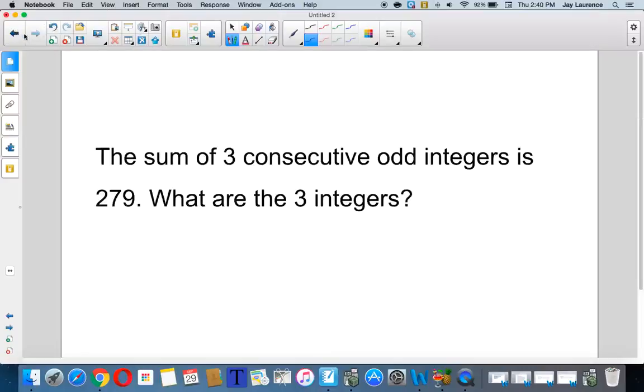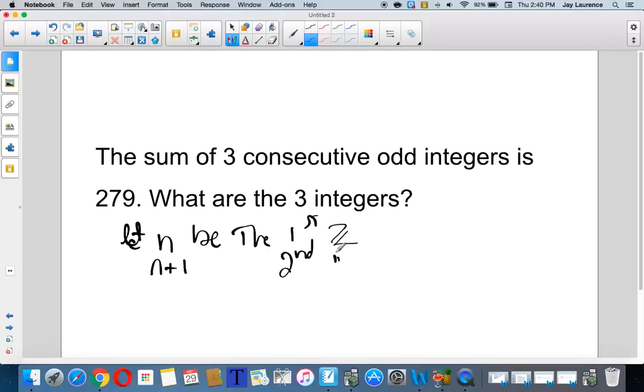I think this is the last problem. Pardon me, it's just rainy and I'm tired and I need a nap, I guess. The sum of three consecutive odd integers is 279. What are the three integers? Well, I'm going to let n be the first integer. Then the next one would be n plus 1. That would be the second integer, right? And then n plus 2 will be the third. Oh no, I did that wrong because they're odd integers.